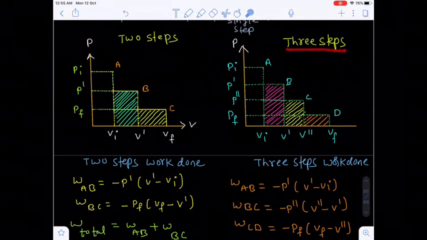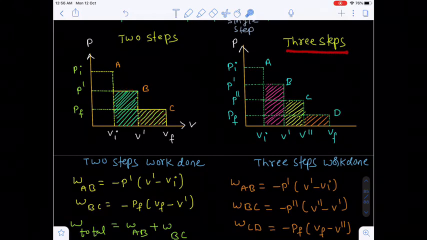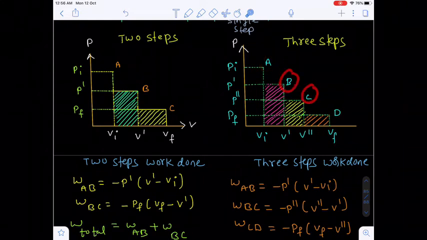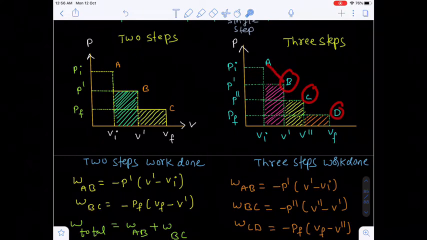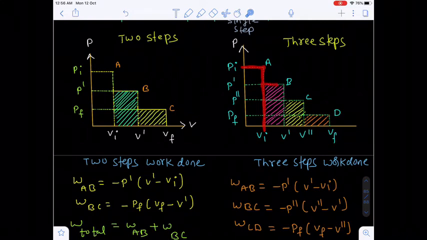Now suppose same process is carried in how many steps? 3 steps. Okay, now in the 2 steps, if you see, this is the area under the curve which corresponds to the work done. Okay, if the process is carried in 3 steps, irreversible process, we have to go from A to B, B to C and C to D. That means A to B 1 step, B to C 2nd step and C to D 3rd step. So here first of all, initial point, I am standing here, the initial pressure P1 and initial volume V1. Okay, now suddenly pressure reduces from P1 to P dash, so volume has to increase from V1 to V dash.